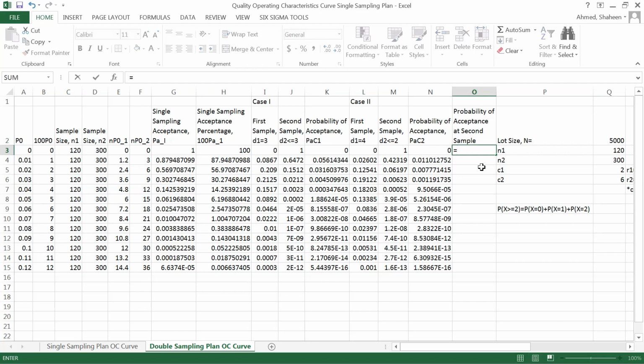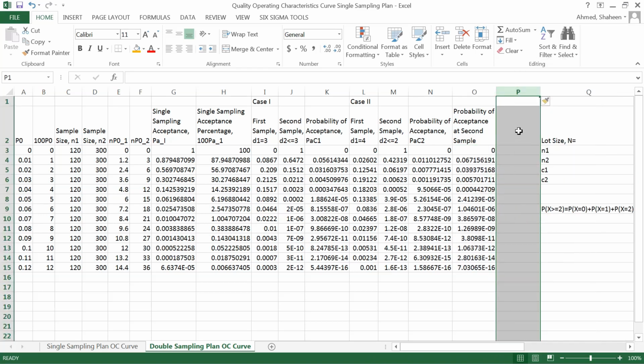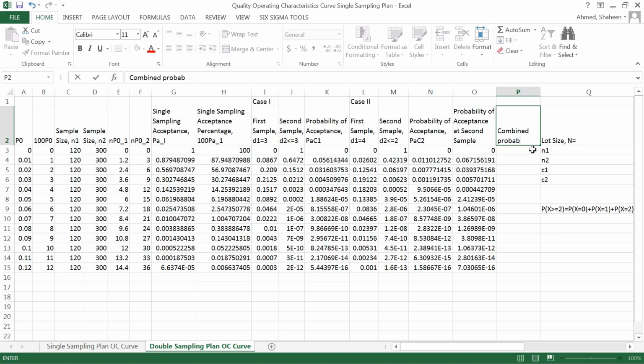So that you have it, we will accept this either in case 1 or in case 2. Now see the language we're using here is OR. OR means, in the probability world, you add the probabilities to get the total. So this or this will give you the total probability of acceptance at the second sample.